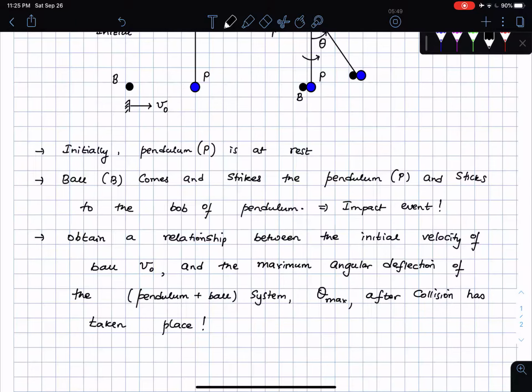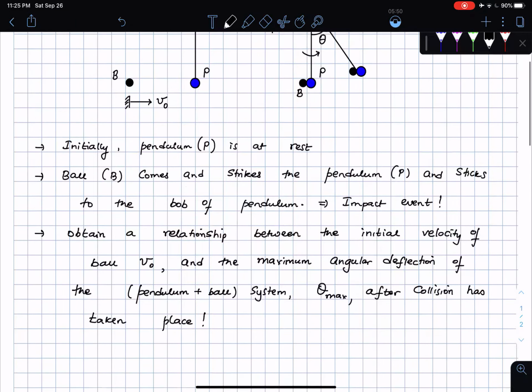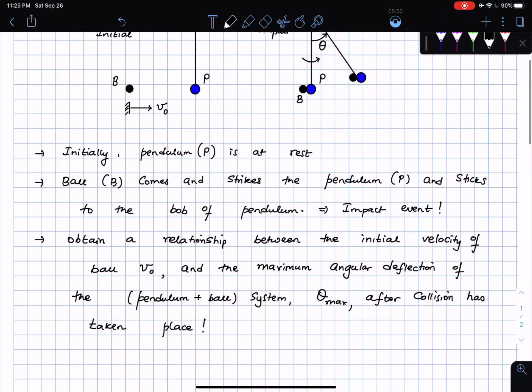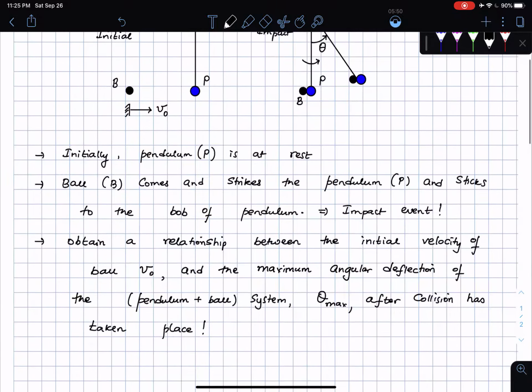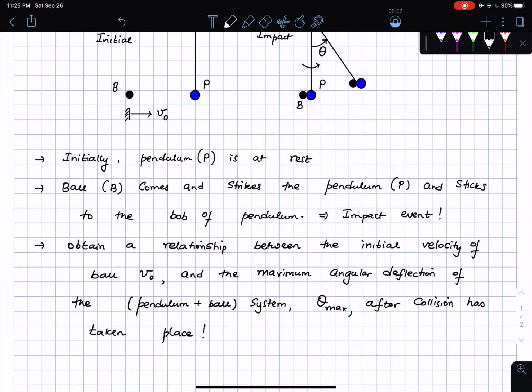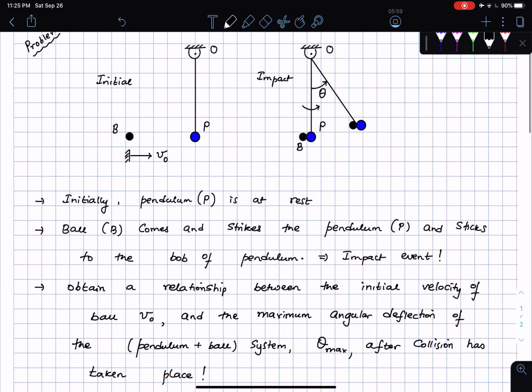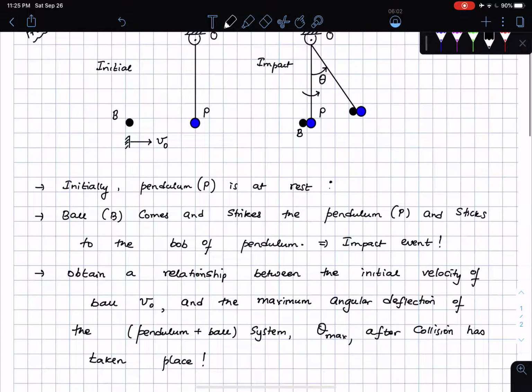Okay, and we are also told that the mass of the ball is a little m, and the mass of the bob of the pendulum is 2 times m. So I'm just going to write that down here. The mass of the pendulum is 2m, and the mass of the ball is given to me as little m. This is information that is given to me.